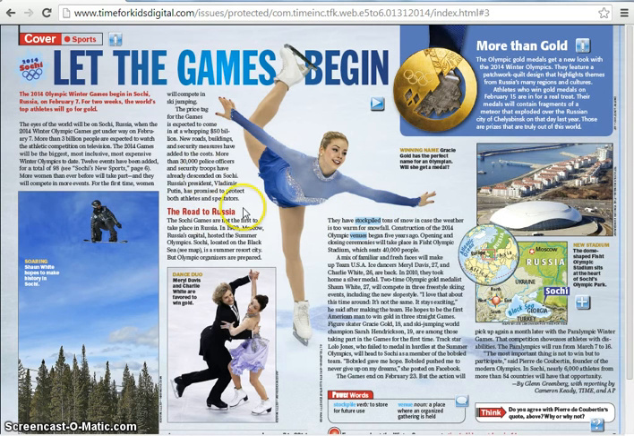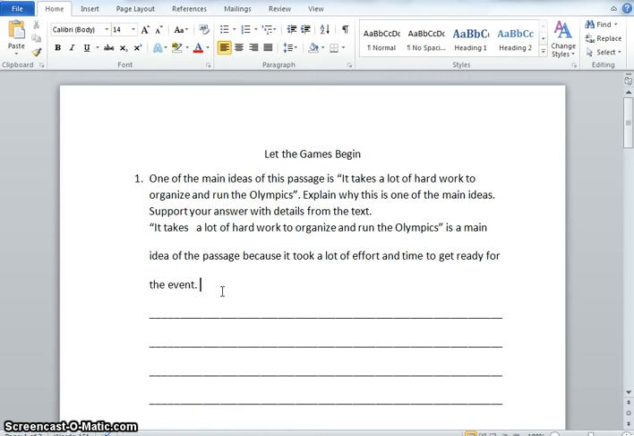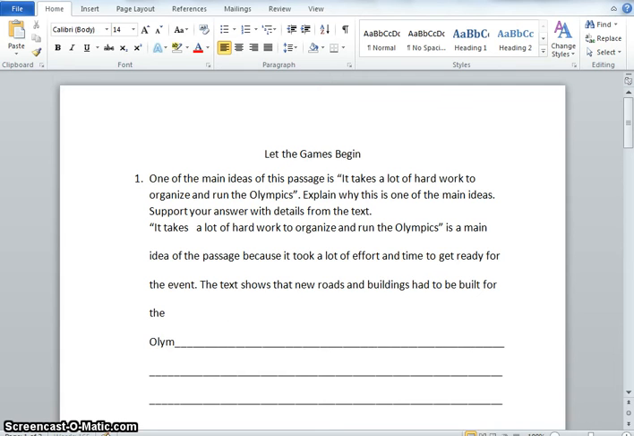And I knew right where to look because I had already read the article. So I only need 2 pieces of evidence. So I'm going to use the one about the roads being built. Okay, the text shows that new roads and buildings had to be built for the Olympics. That takes a lot of hard work, right? So that supports that this is a main idea.